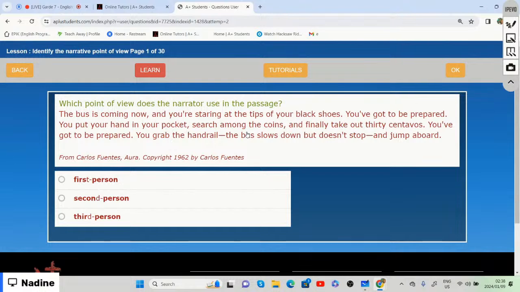The bus is coming now, and you are staring at the tips of your black shoes. You've got to be prepared. You put your hand in your pocket, search among the coins, and finally take out 30 centavos. You've got to be prepared. You grab the handrail. The bus slows down but doesn't stop, and you jump aboard.